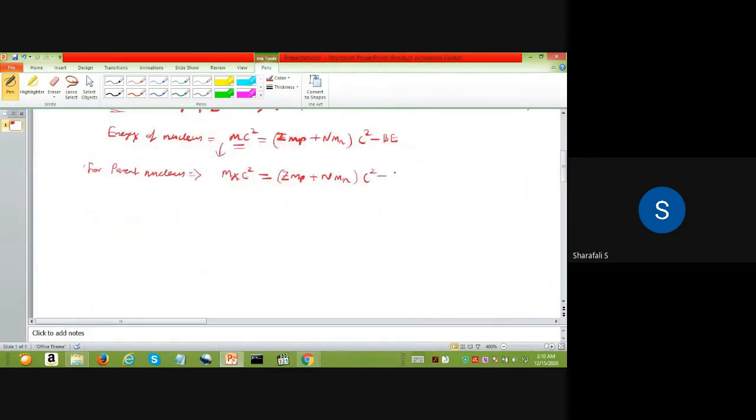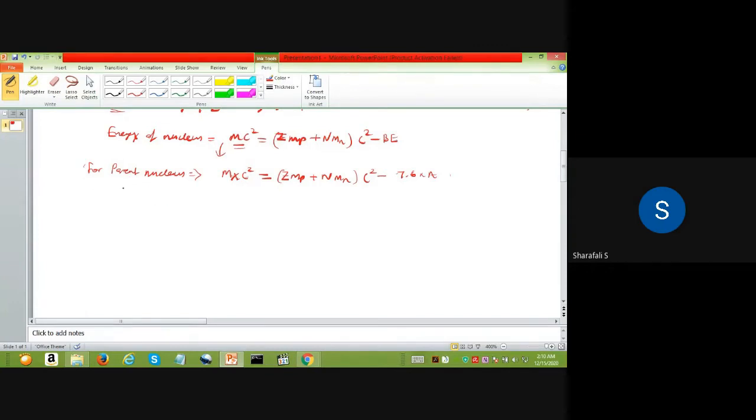So the binding energy for the parent will come around minus 7.6 times A. This much of mega electron volt.